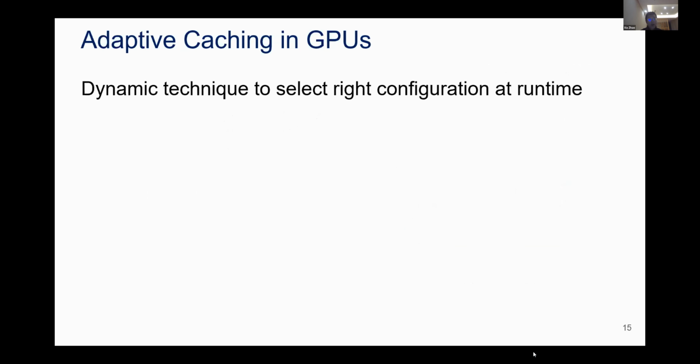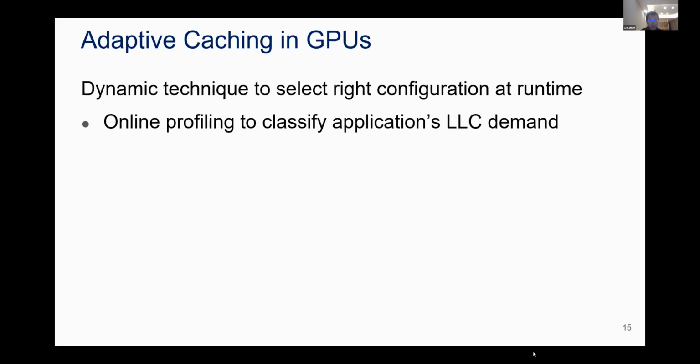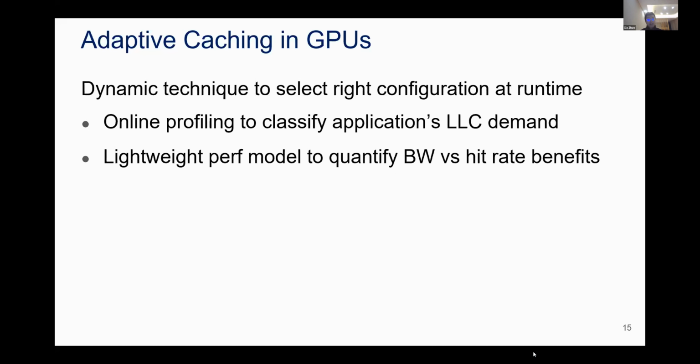This motivates our adaptive caching in GPUs. We need a dynamic technique to select the right configuration at runtime. We need online profiling to classify the application's LLC demand. I mean, classify the application into shared friendly, private friendly, or neutral applications. In this case, we rely on a lightweight performance model to quantify the bandwidth versus the LLC hit rate.